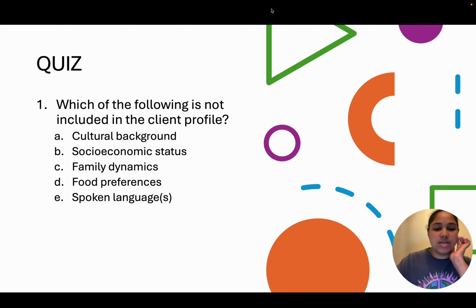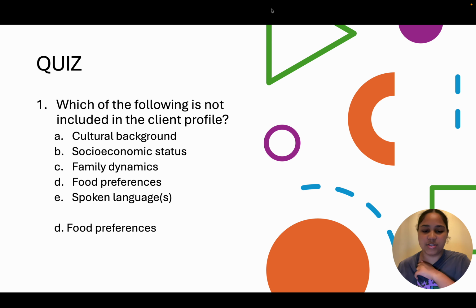So let's do the quiz. Question number 1, which of the following is not included in the client profile? Cultural background, socioeconomic status, family dynamics, food preferences, or spoken languages. All right, and our answer here is D, food preferences. Though these are important in a client's treatment, these are not necessarily related to cultural responsiveness.